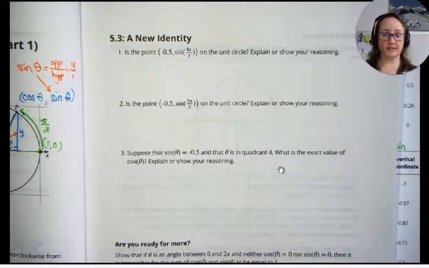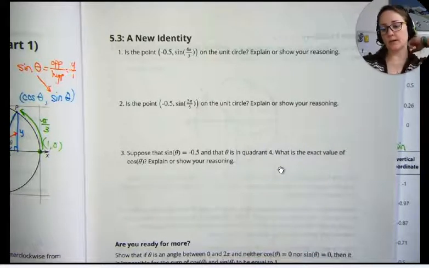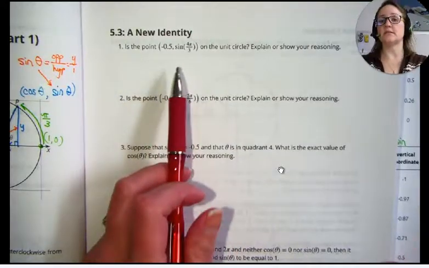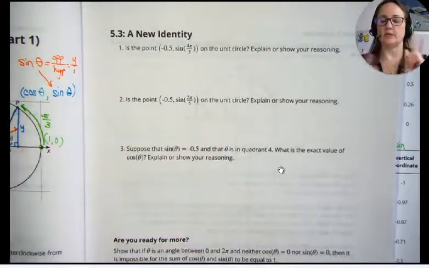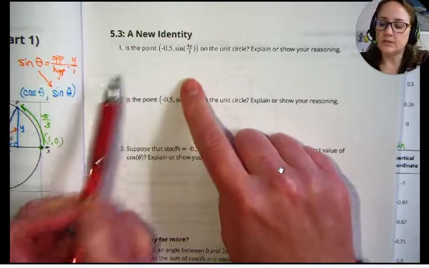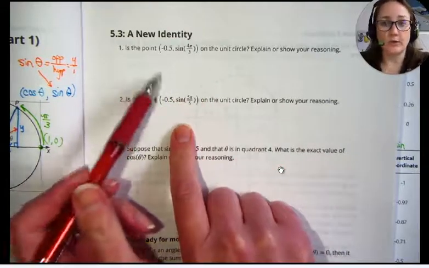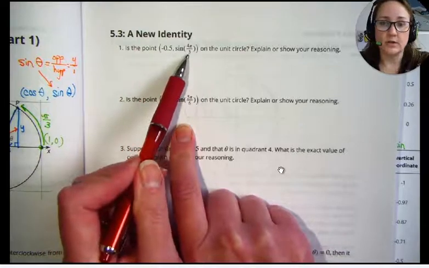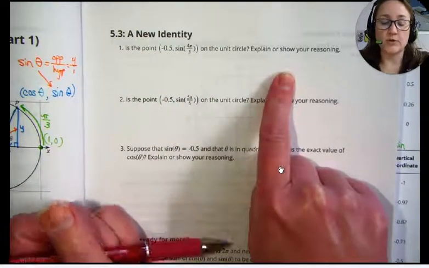Let's continue on to section 5.3. We're going to now use this in a slightly different way, and there's a couple ways to solve these and attack them, so I'm going to switch it up a little bit here. Each of these, number 1 and 2, is asking if this point is on the unit circle, and how we can explain or show our reasoning.